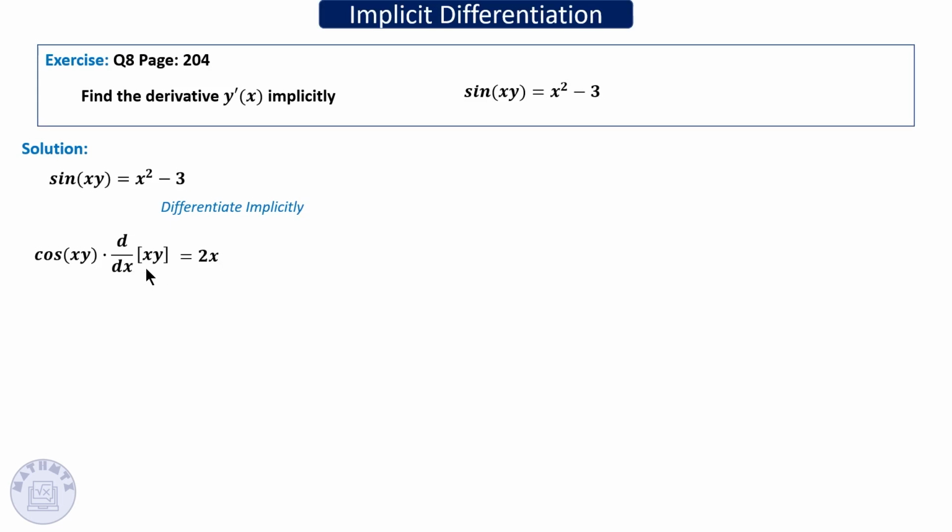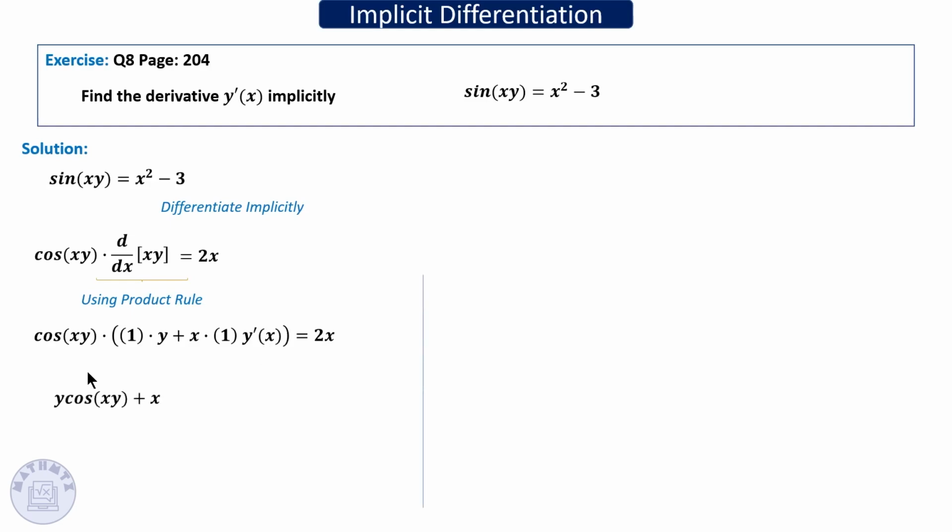Now, the derivative here is a product rule. So we can simplify it like so. Derivative of the first times the second plus the first times the derivative of the second. Since the second here is y, we need to multiply it by y prime. All right. Now let's simplify the expression. Distribute cosine xy times y, and then plus cosine xy times x y prime.